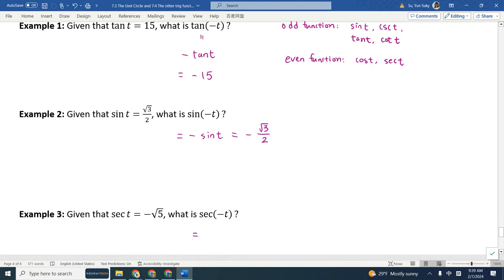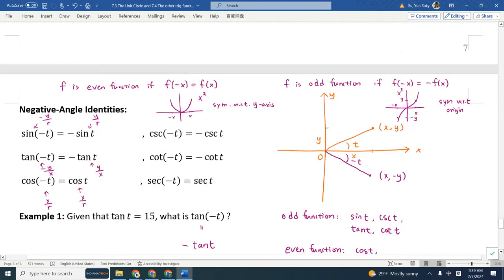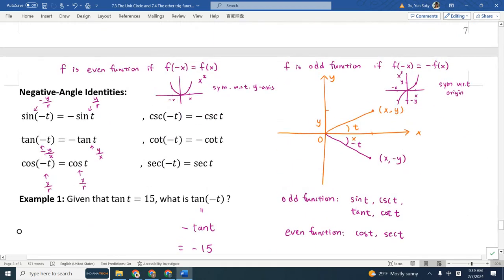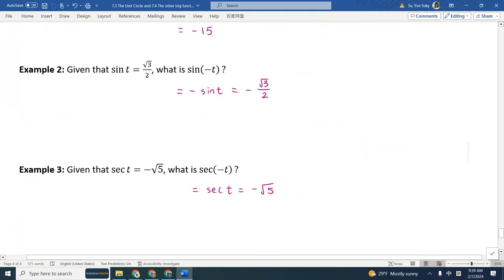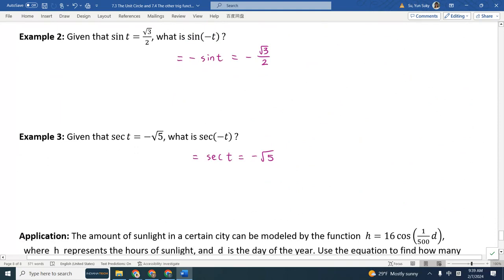Ah, yes. So secant negative t is secant t, but your secant t could be negative. Okay, everybody. So when I say the minus sign, eat it or not, I'm just comparing with the sine t or secant t. The secant t itself could be negative. That's why here secant minus t is secant t. But the secant t itself could be negative. Okay, everybody? So that is the negative angle.